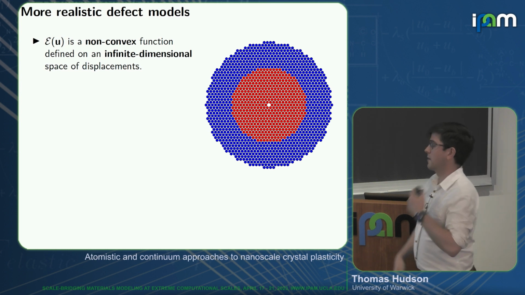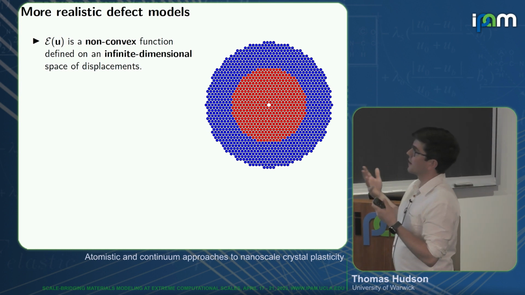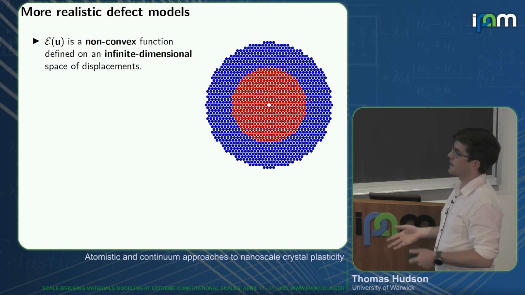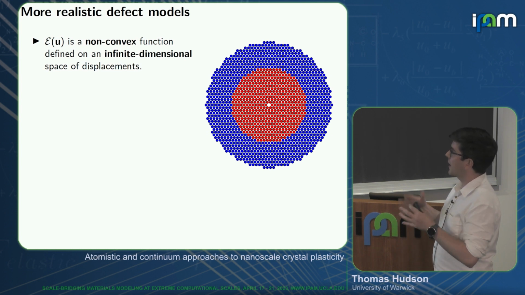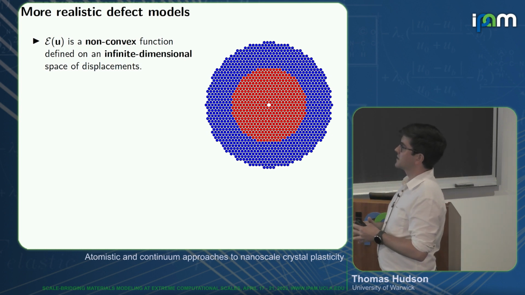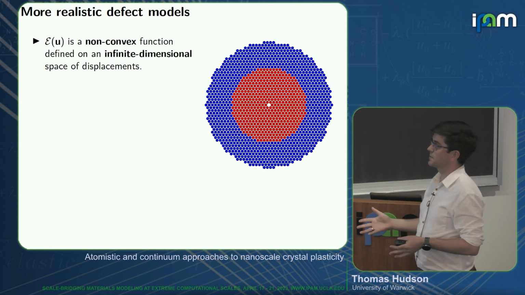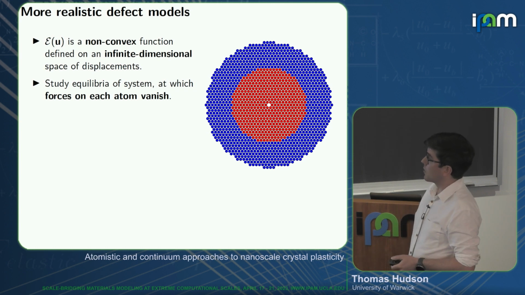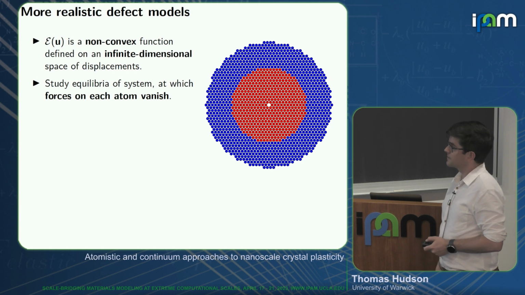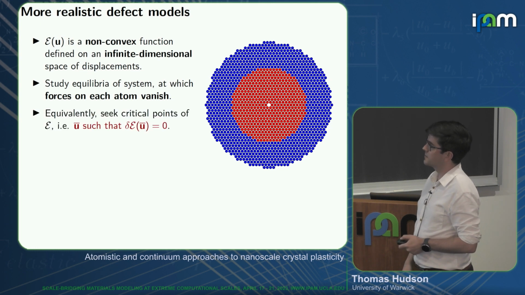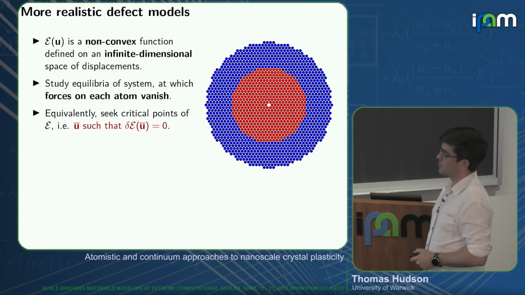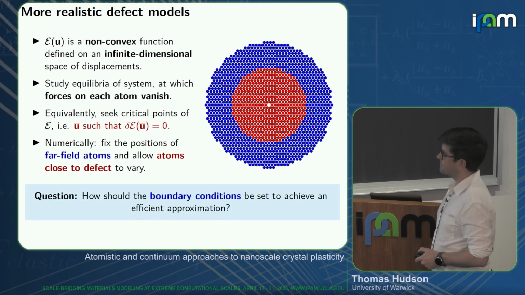Okay, and so even with this antiplane lattice model, what's obvious is that because there are many local minimizers, this energy, or any energy like it, is going to be a massively non-convex function. And if I really take this in the infinite lattice, it's defined on an infinite dimensional space of displacements. And so then what we're going to do is study equilibria of the system, seeking displacements at which forces on each atom vanish. And that's the same as seeking critical points of the energy, right? So that could be local minimizers, it could actually also be saddle points.